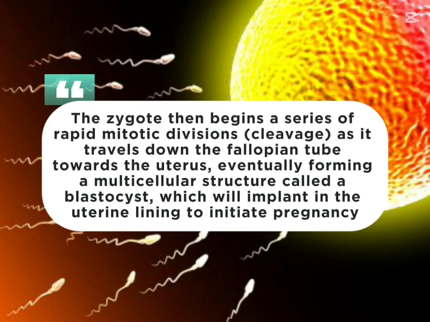The zygote then begins a series of rapid mitotic divisions, cleavage, as it travels down the fallopian tube towards the uterus, eventually forming a multicellular structure called a blastocyst, which will implant in the uterine lining to initiate pregnancy.